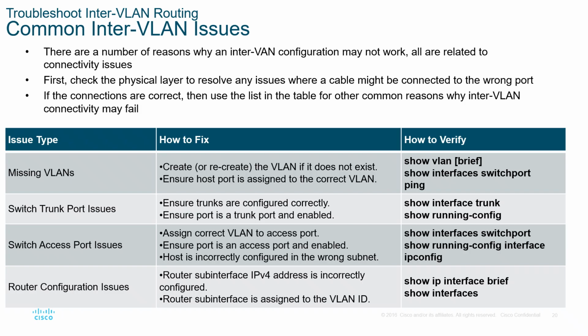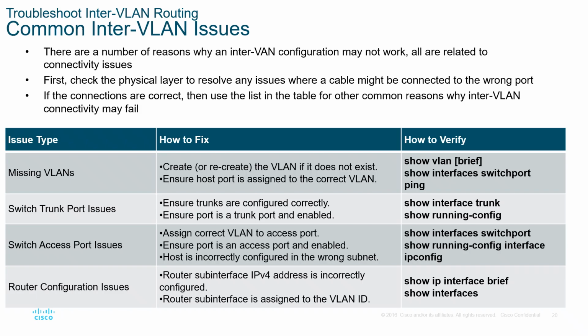I could have a switchport trunk port issue. So you want to ensure that trunks are configured correctly, remembering that you need a trunk between your router and your switch. You also need a trunk between switch 1 and switch 2 in this example. You're going to do your show interface trunk command, and that will tell you what interfaces are actually participating in trunking. You can also do a show running command, which will also tell you which switch ports you assigned for trunking.